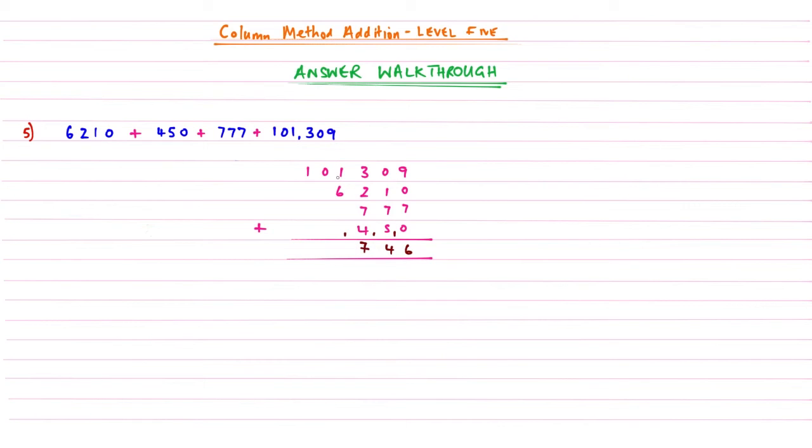And then 1 add 6, that's 7. Add that 1 there is 8. Now there's nothing in the 10,000s column, so that's just going to be a 0. And then there's nothing in the 100,000s column, so that's just going to be a 1. So my answer to question 5 is 108,746.